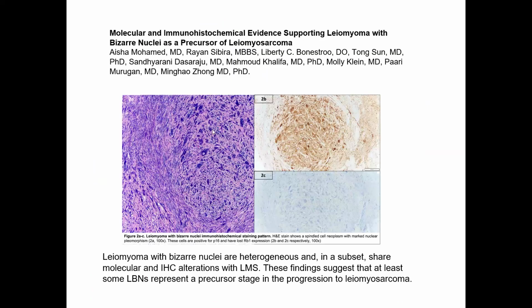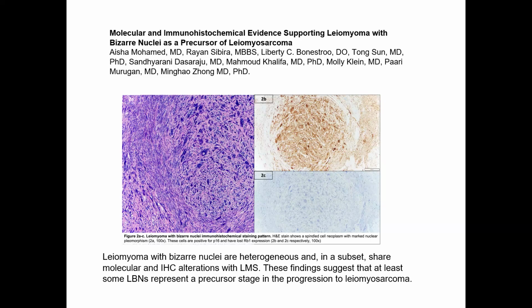And then, of course, Dr. Zhang and the team, and Aisha, thank you, Aisha, for giving us this picture. This is one of the abstracts that Aisha submitted for the USCAP this year. Look at this leiomyoma with bizarre nuclei. Microscopically, it looks the same as every other leiomyoma with bizarre nuclei. It's really small. How big was it? Like, it was 3 millimeters or something.